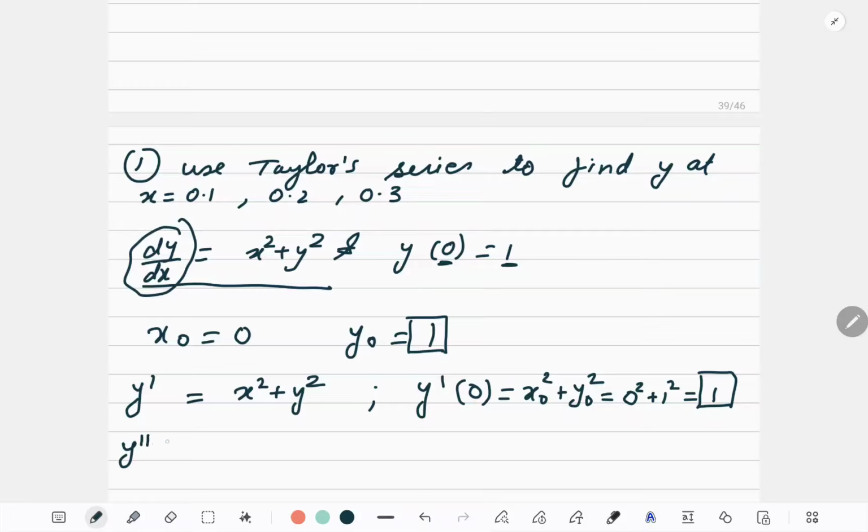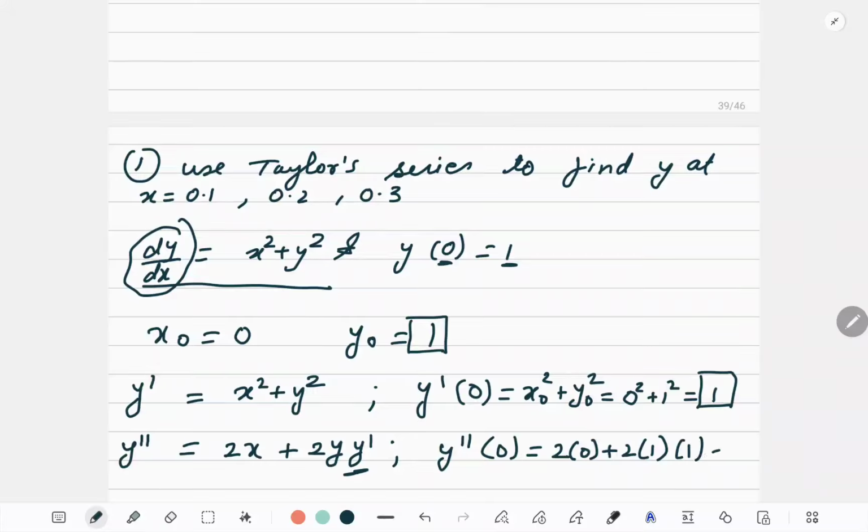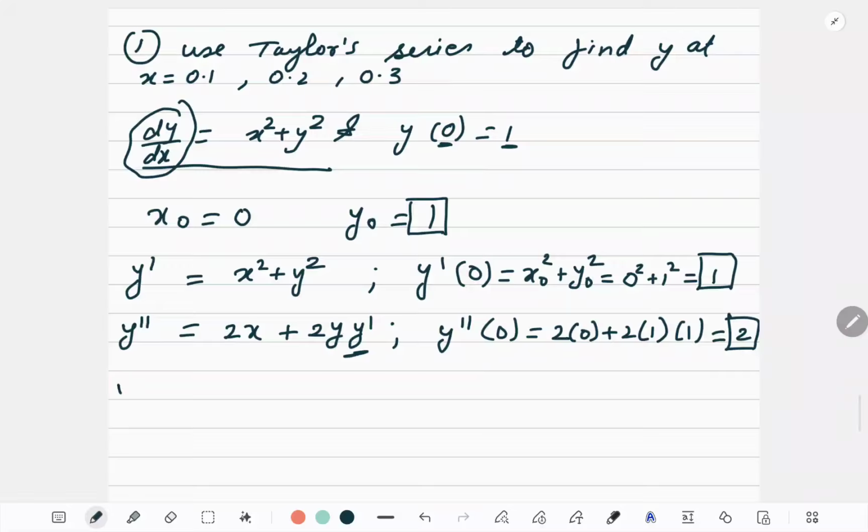Now let us do y double dash. So again differentiate it. What is the differentiation of x square? 2x plus 2y dy by dx, that is y dash. So I have applied the chain rule. So y double dash at 0 is equal to 2 into 0 plus 2. What is y? 1. What is y dash? 1. So I got 2.